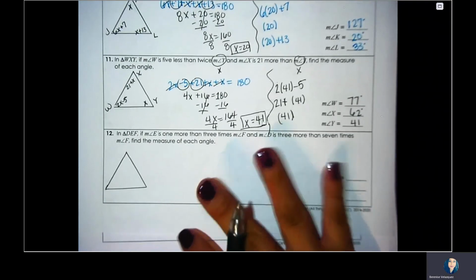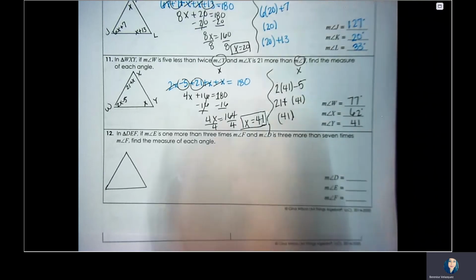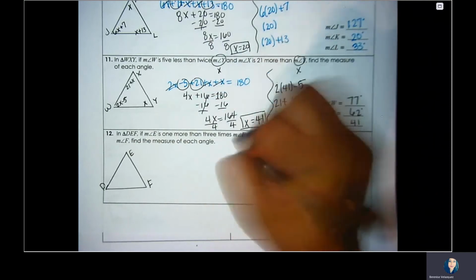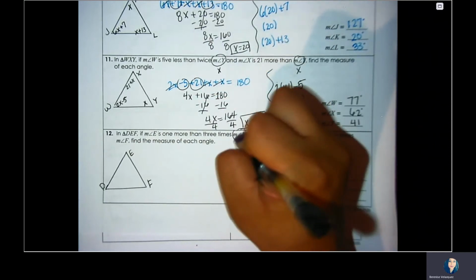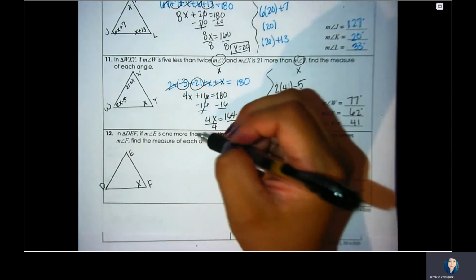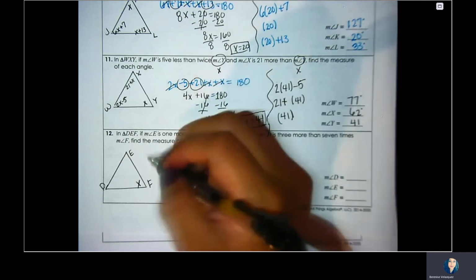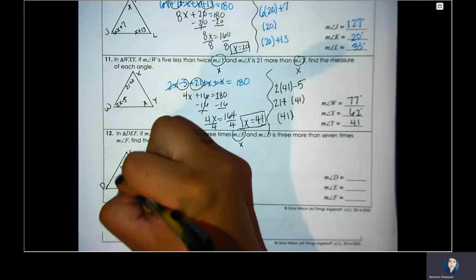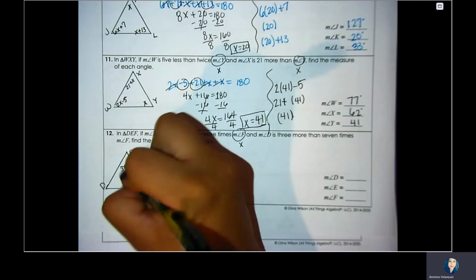Okay, so last one now. Okay, we have D, E, F. E is 1 more than 3 times the measure of angle F. So here's angle F, that's your unknown. So I'm going to go ahead and put an X there. So I'm going to read it again. 1 more than 3 times f. So on angle E, I go to 3 times f and I add 1 more.